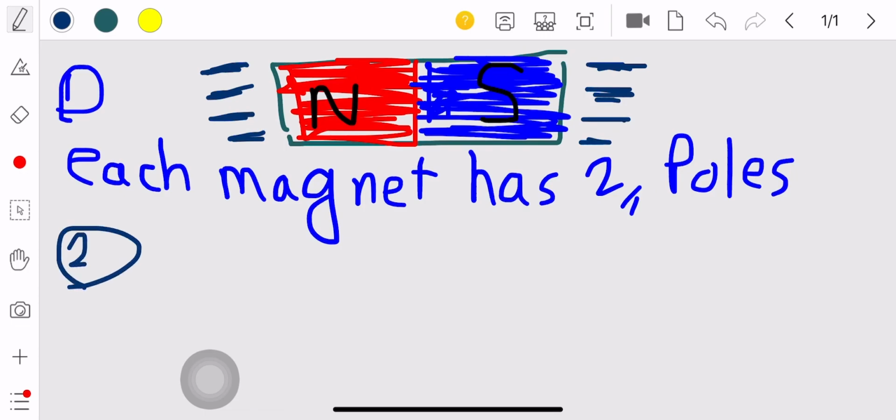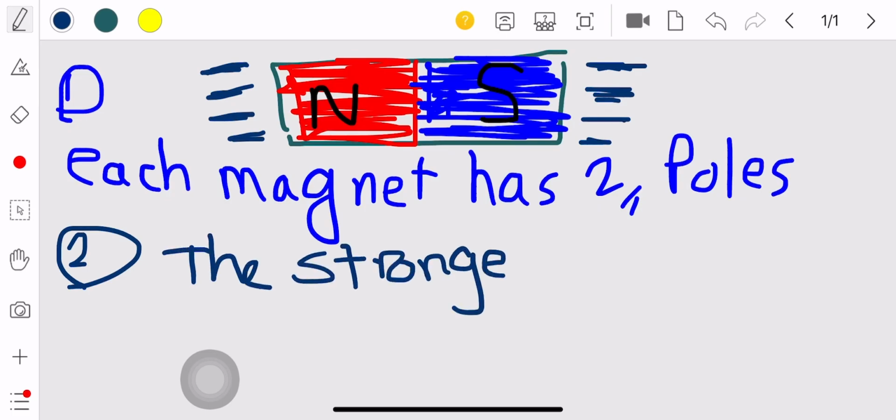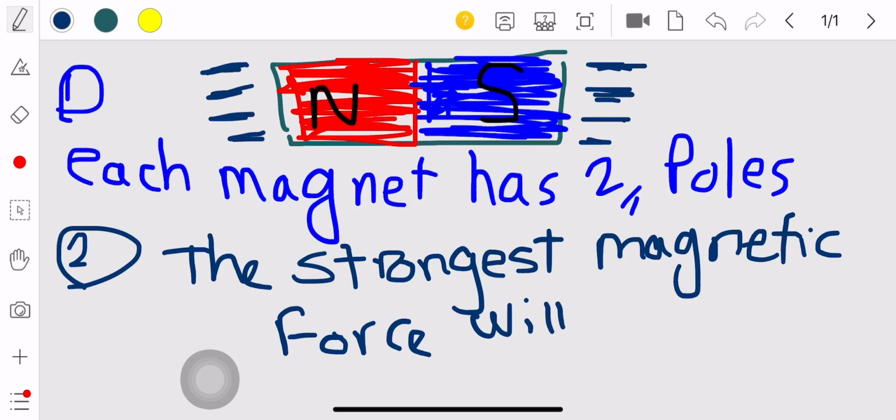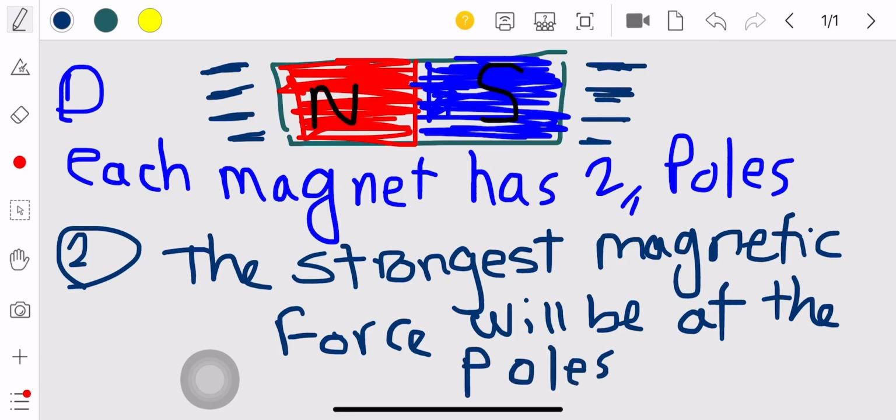So the second property of any magnet is that the strongest magnetic force will be where? At the poles. Excellent. So any magnet has two poles, and the strongest magnetic force will be at the poles. What I mean by magnetic force will be our third point.